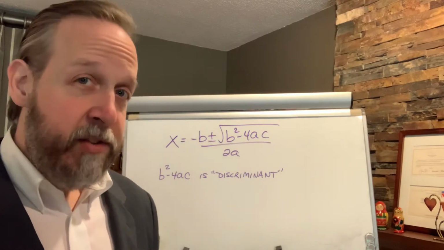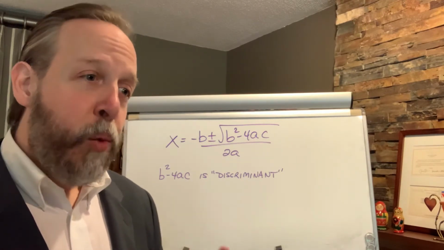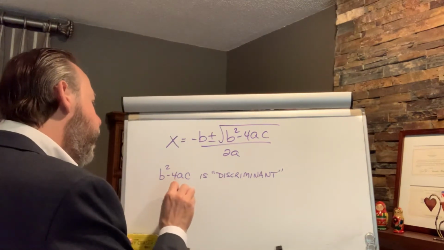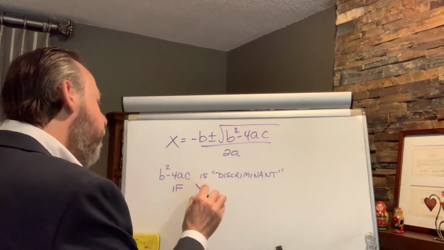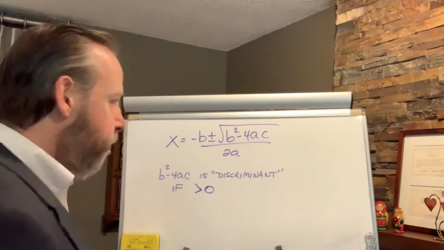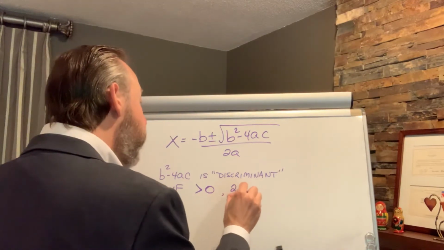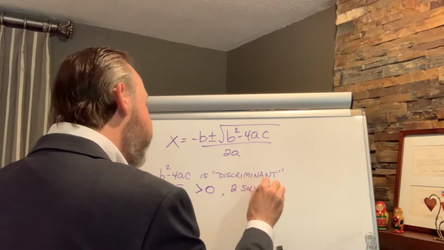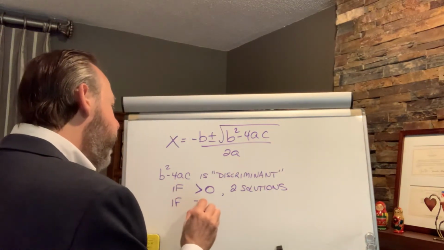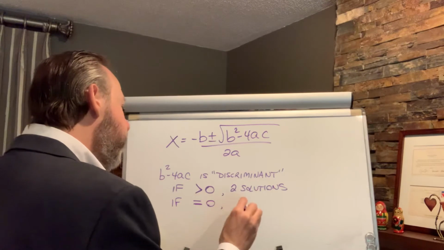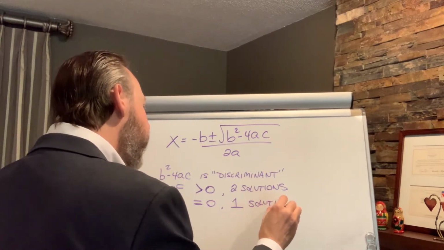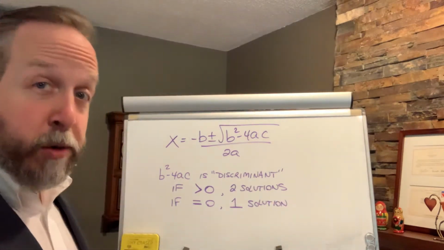But it will tell us how many solutions there will be. Here's the quick and easy guideline so that you know what the discriminant is telling you. If the discriminant is a number greater than 0, a positive number, there will be two solutions, and it's your job to find them. If the discriminant is the number 0, there will be one solution, and again, you'll solve the equation in order to solve for it.